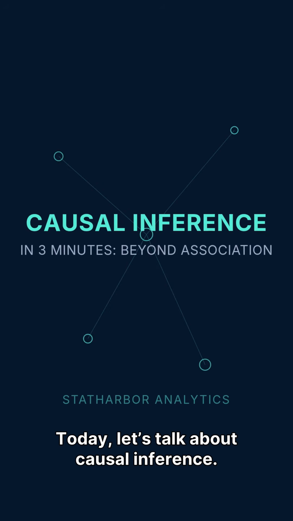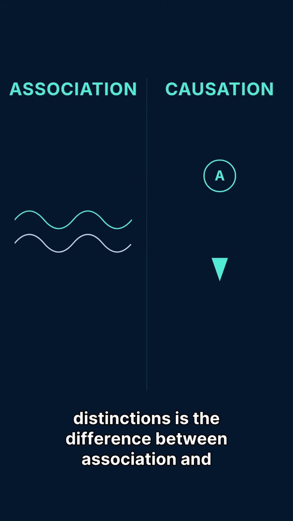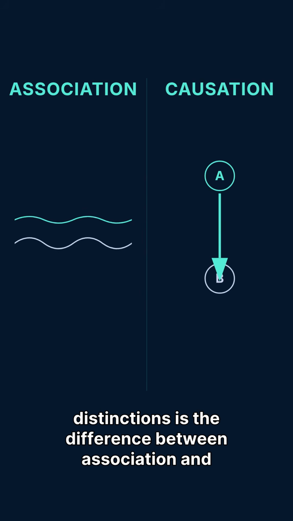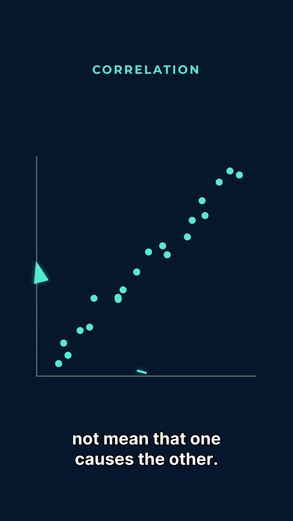Today, let's talk about causal inference. In statistics, one of the most important distinctions is the difference between association and causation. Just because two variables move together does not mean that one causes the other.